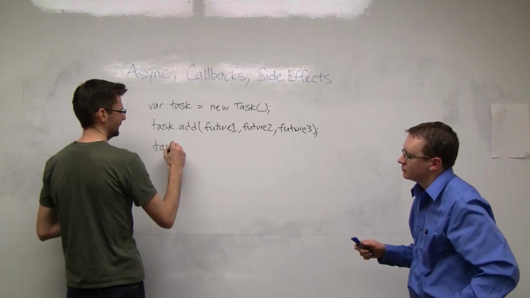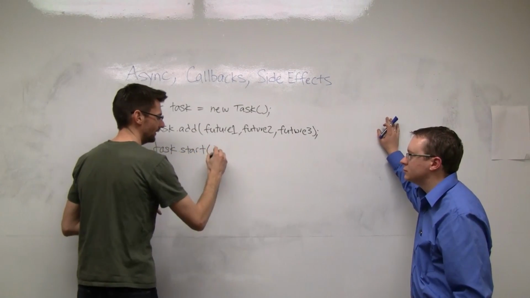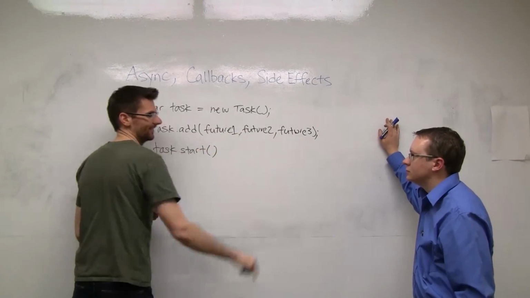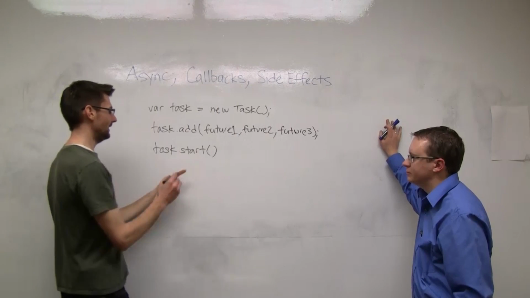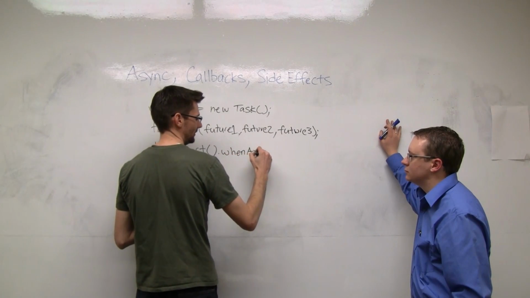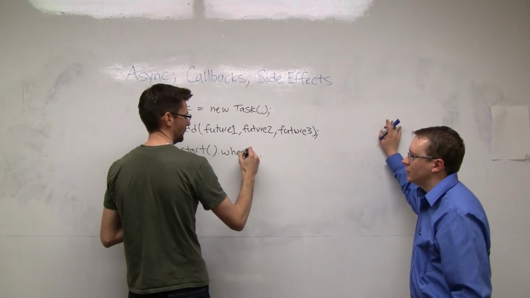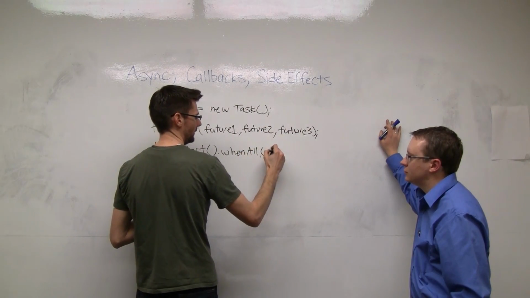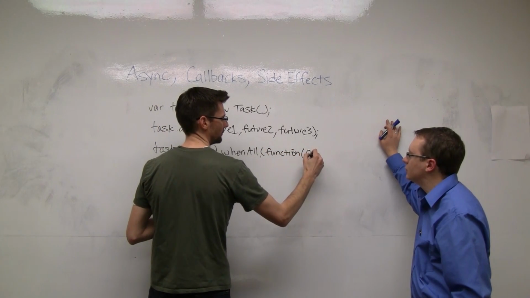So with task, you have to say task.start. What start does is it goes and calls then. It says, hey, I'm interested, future, go. Then task says, hey, when any, you can do when any. Let's just do when all first. So when all are done, call this function. Give me the futures back.